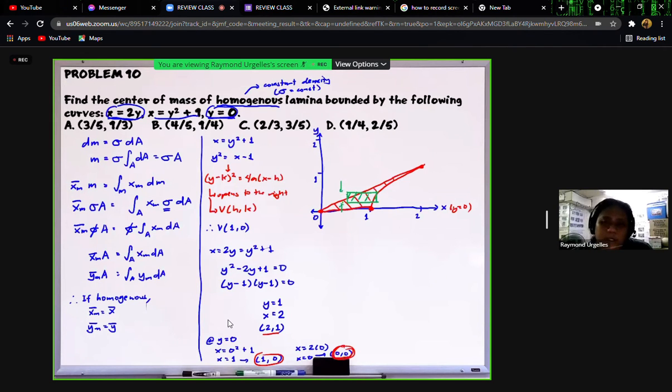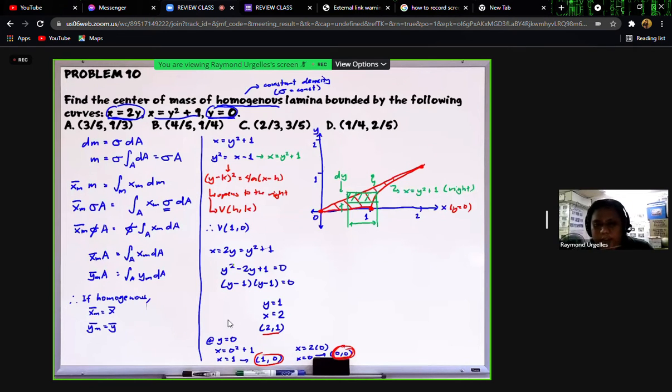Makikita natin yung thickness natin dito. It's along the y-axis, in the vertical direction. So that's why this is dy. Then para naman doon sa length niya, we have this length. Kailangan natin dito is the x component. So if this is our parabola, pwede natin makuha yung x is equal to y squared plus 1. This is our right boundary.